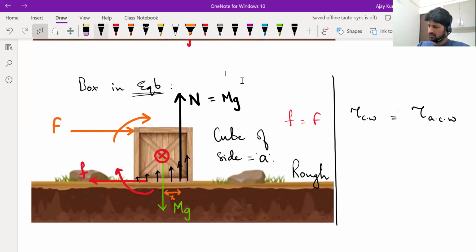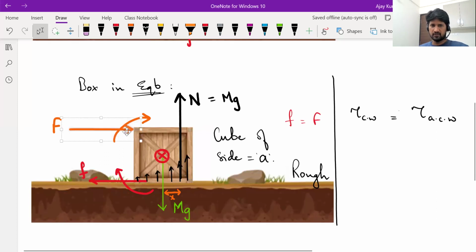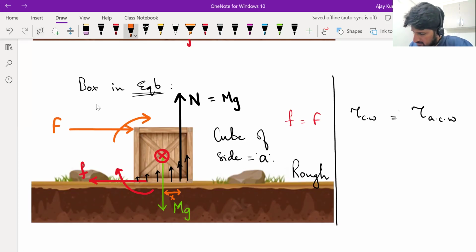I think that is correct only. Capital F creates a clockwise torque. Assume it acts at the topmost point. I should have clearly specified that. Fine. Assume it acts at the topmost point horizontally. Then its line of action is at a distance a by 2 from the axis. Friction's line of action is also at a distance a by 2 from the axis. So the torques produced by them will be capital F a by 2 plus small f a by 2. Both are producing clockwise torques.